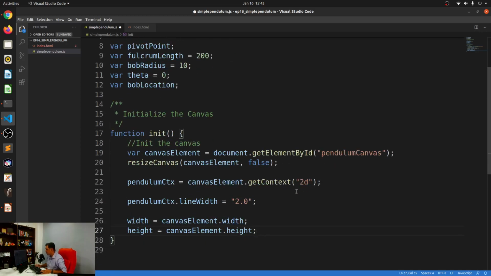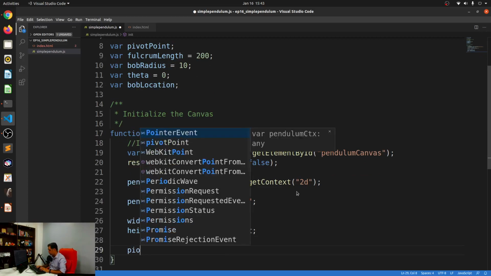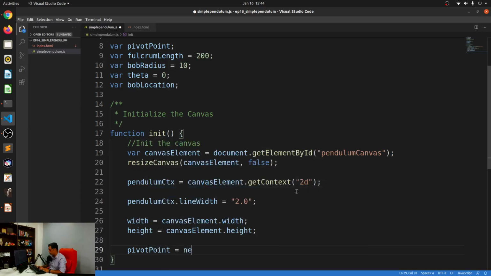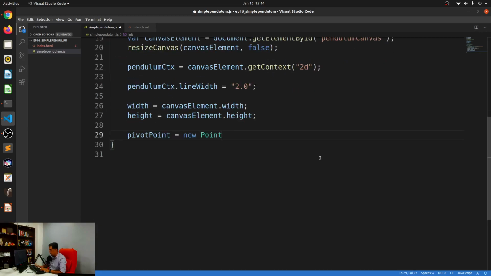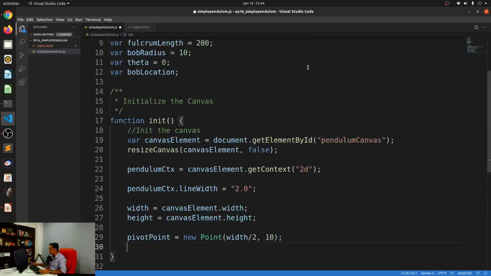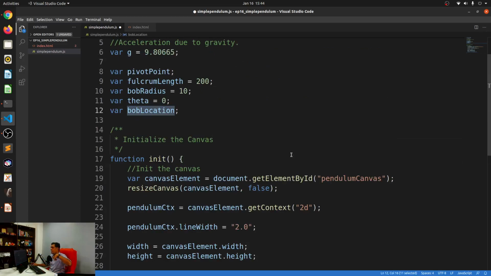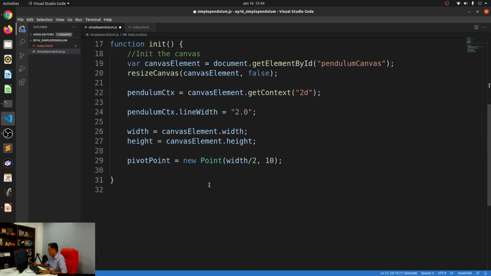Let's initialize the pivot point. Where should the pivot point lie? Let's put the pivot point equal to new point of, where shall we start it? Say width by 2, which is about half the screen, given that 0 is at the top. So I'll just say 10, so start at 10 pixels away from the top. That's where my pivot point is. What is the bob's location? The bob's location needs to be calculated each and every time. What should it be calculated as? Basically from this theta.